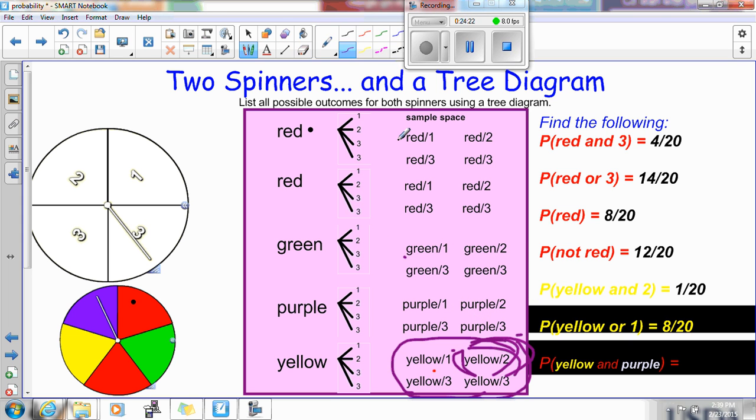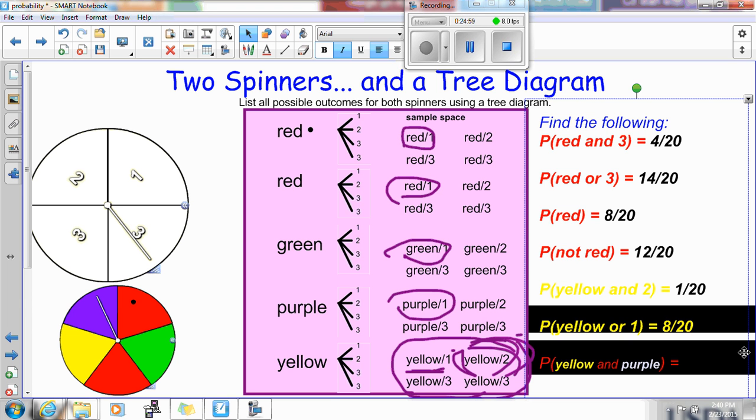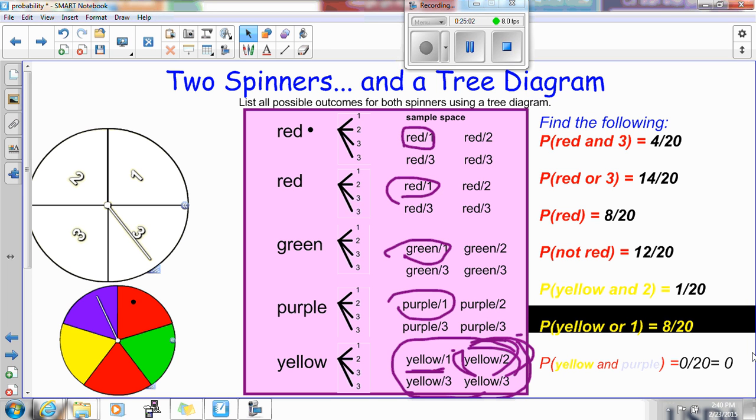So 8 times still, because see, there's 1, that's a 1. 2, that's a 1. 3, that's a 1. 4, that's a 1. And then these 4 down here that are yellows. And this one that's yellow and a 1, we do not count it twice. This is just one event. So total we have 8 out of 20. And now the probability of yellow and purple, and means both have to happen. Well, if you notice, that never happens. We never get yellow and purple. So that's an example of a 0 probability. 0 out of 20, which is 0.